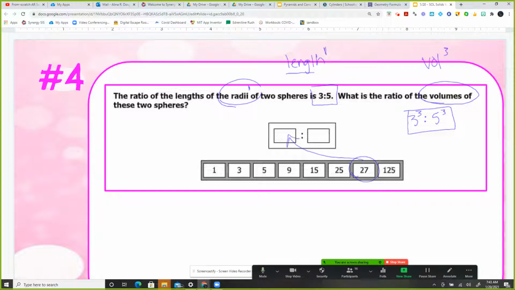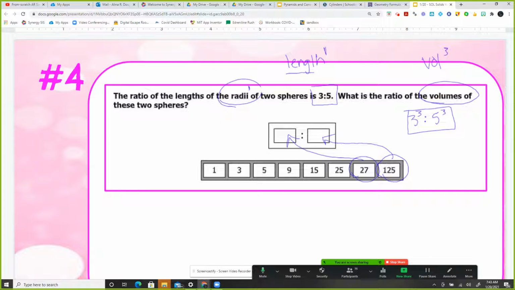27, absolutely. And then same thing with 5. 5 cubed is going to be 125. Ladies and gentlemen, this question is super easy as long as you know how to translate it, right? Until you know how to translate it, it is mystifying.